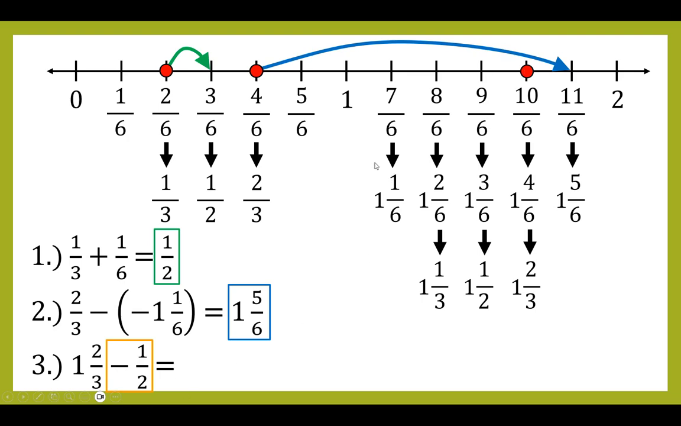So 1/2, if I look over here, I can see 1/2 is right here. That's from 0. That's 1, 2, 3 intervals. So that tells me that I'm going to be going to the left 3 intervals. So I go 1, 2, 3. I stopped at 1 and 1/6. So that is my answer. And that is it.